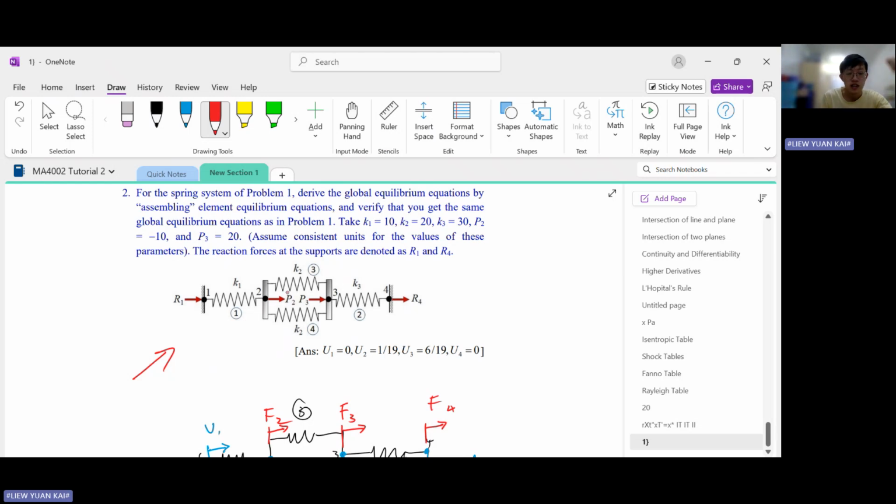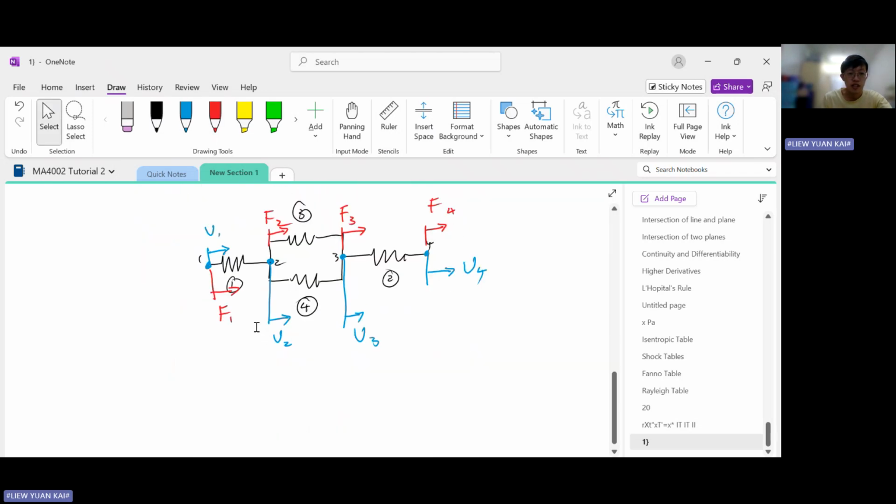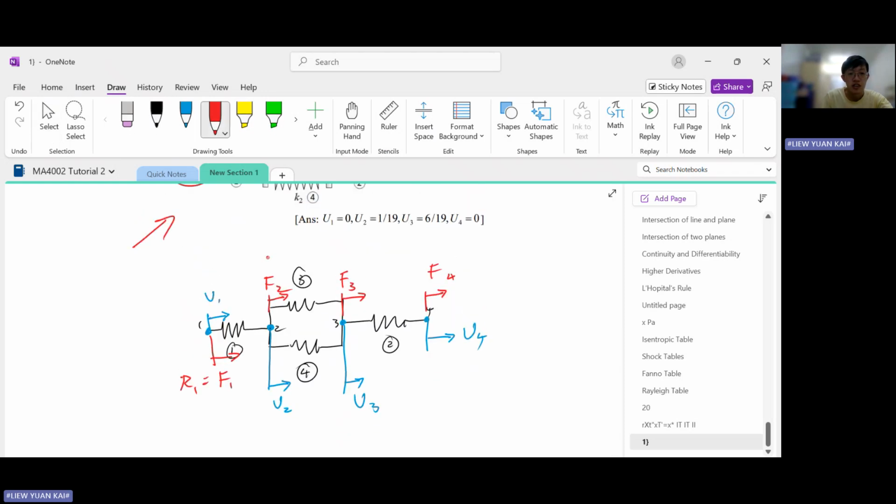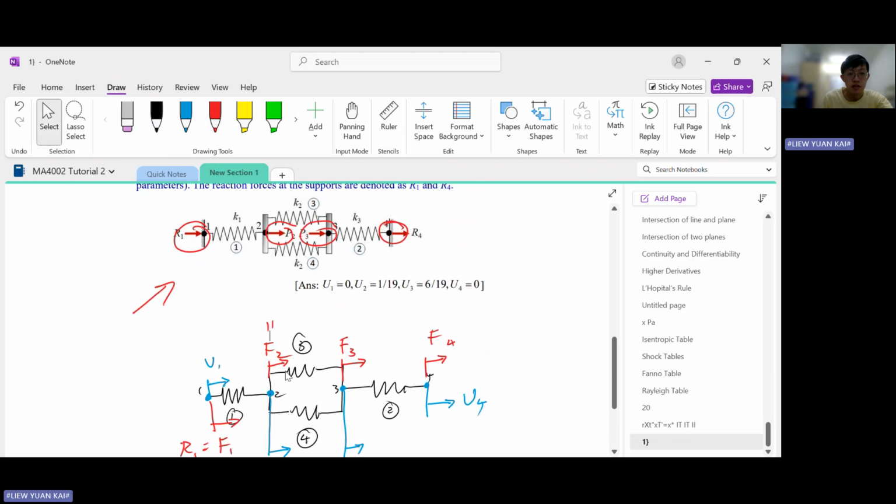Okay, for example, you see, in this problem, what they do is they exert P2 on node 2, P3 on node 3, and then there will be reaction forces at node 1 and 4. Okay, so these are the externally applied loads. So that means in this problem, F1 is actually R1. And then here, F2 is actually P2, and F3 is P3, and F4 is P4.